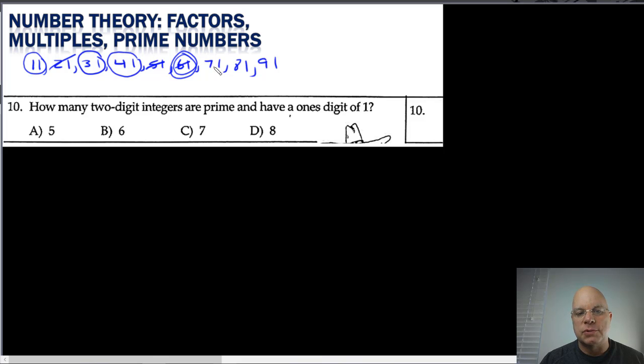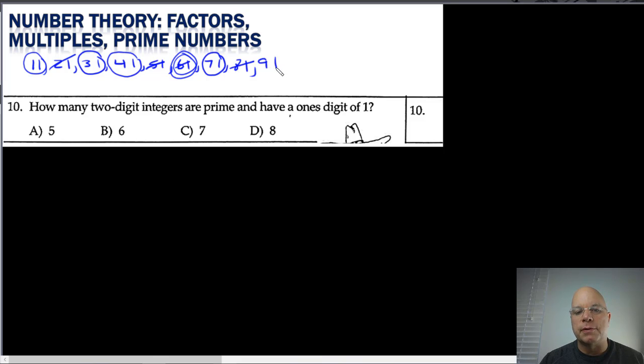71: 7 plus 1 is 8, so it's not a multiple of 2 or 3. I don't have to check 4. It's not a multiple of 5. I don't have to check 6. 7 times 10 is 70, and it's one more than that, so it's not a multiple of 7. I don't have to check 8. It's not a multiple of 9 because 7 plus 1 is 8. And 9 times 9 is 81, so I don't need to check anymore. 9 times 9 is 81, so 81 is not prime.